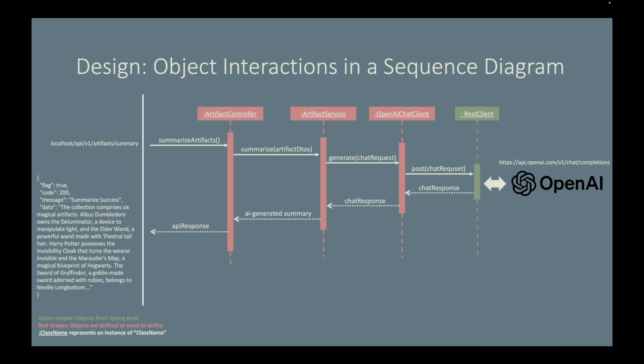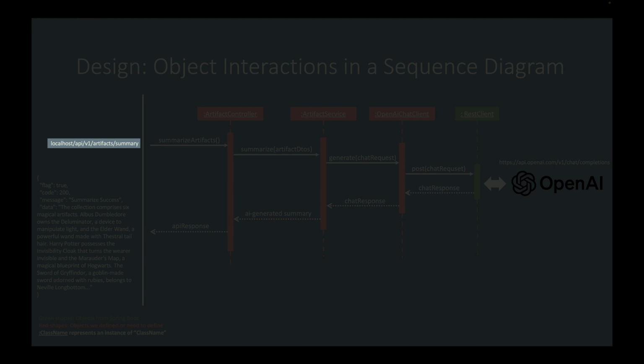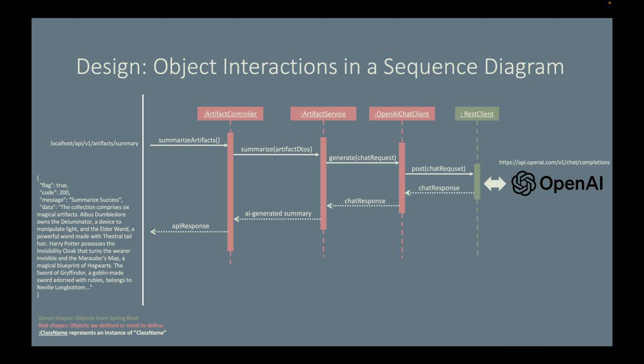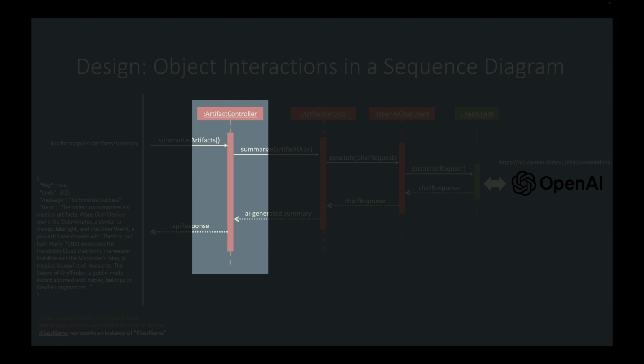I also color-coded each object in this sequence diagram. Green means Spring Framework's objects. Red means objects we defined or need to define. It all starts when the user or the front end sends a request to our API. They're looking to get a summary of the existing artifacts. So they hit the endpoint /artifacts/summary.